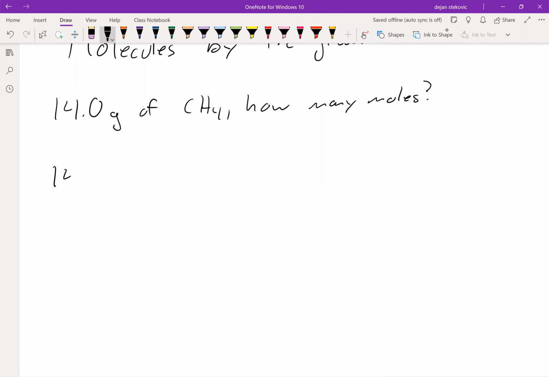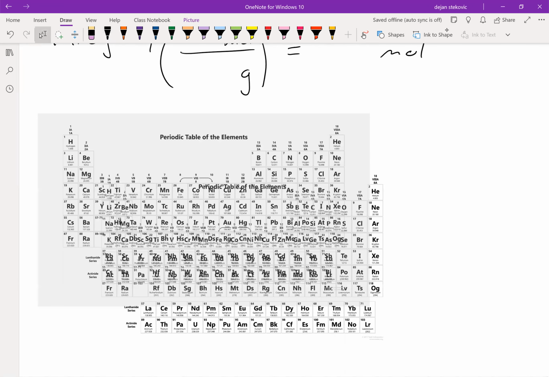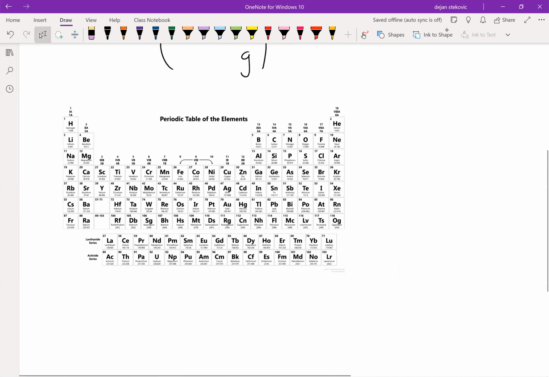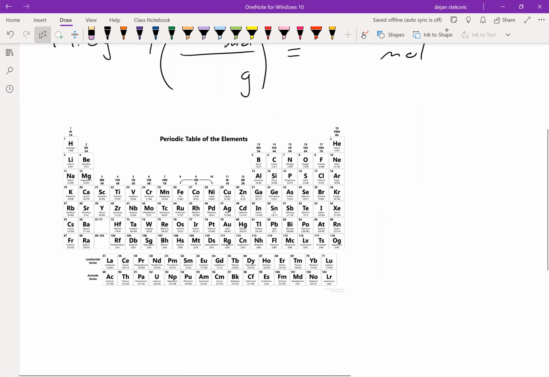So again, we know that we have 14.0 grams of our CH4. And so we're going to want grams over here, and then we want our final answer being moles. So we have to go to moles here. So again, we have to find our grams per mole. But in this case, what we want to do it for is CH4 and not just one element. And we've already done this when we calculated the mass of the compounds, and it's the same thing again.